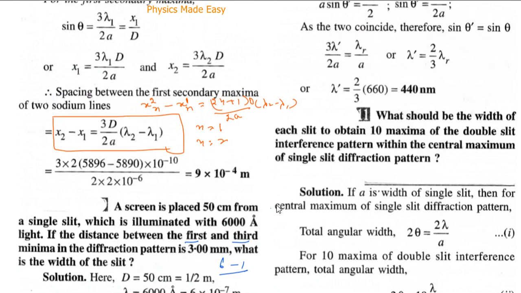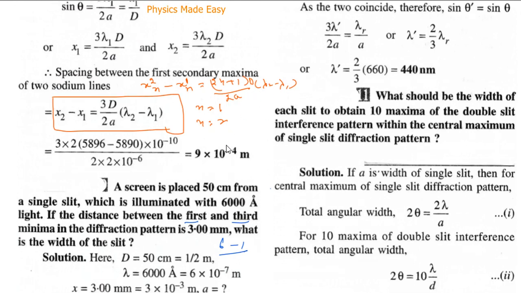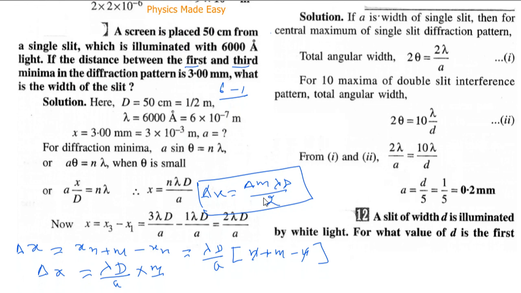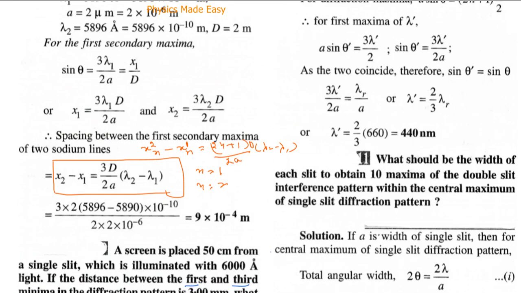The earlier shortcut was for the same secondary maxima or minima, but two wavelengths used. Here the same wavelength is used, but we are given the distance between two minimas or two maximas. Then you can make use of this formula. So this is a particular case of minimas.